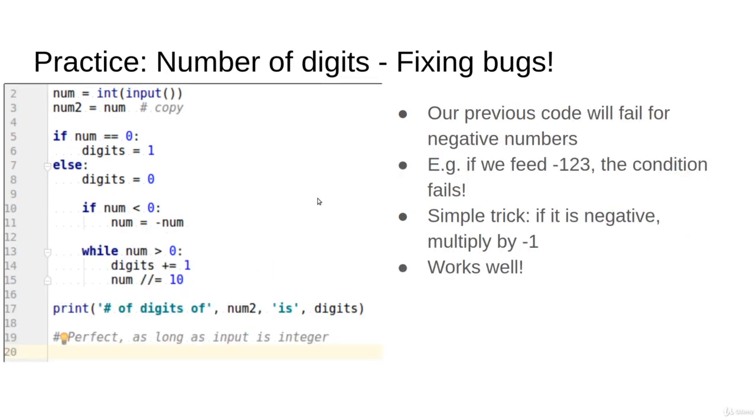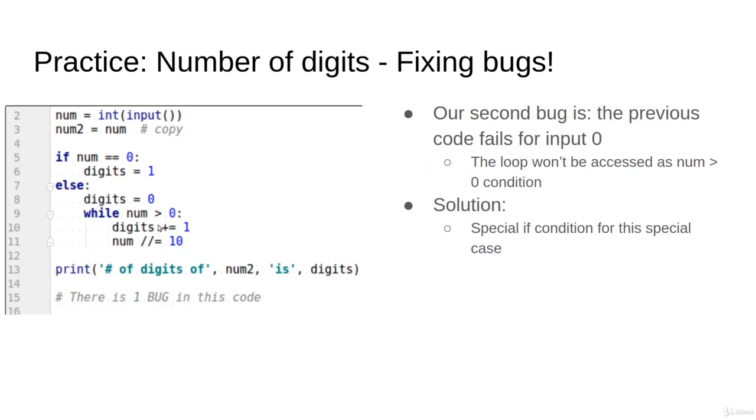Let's solve it. When you enter a negative value, the while loop here will never work, because let's say we entered -123. Is -123 greater than 0? No, it isn't. So it's going to just go here and print 0 digits.